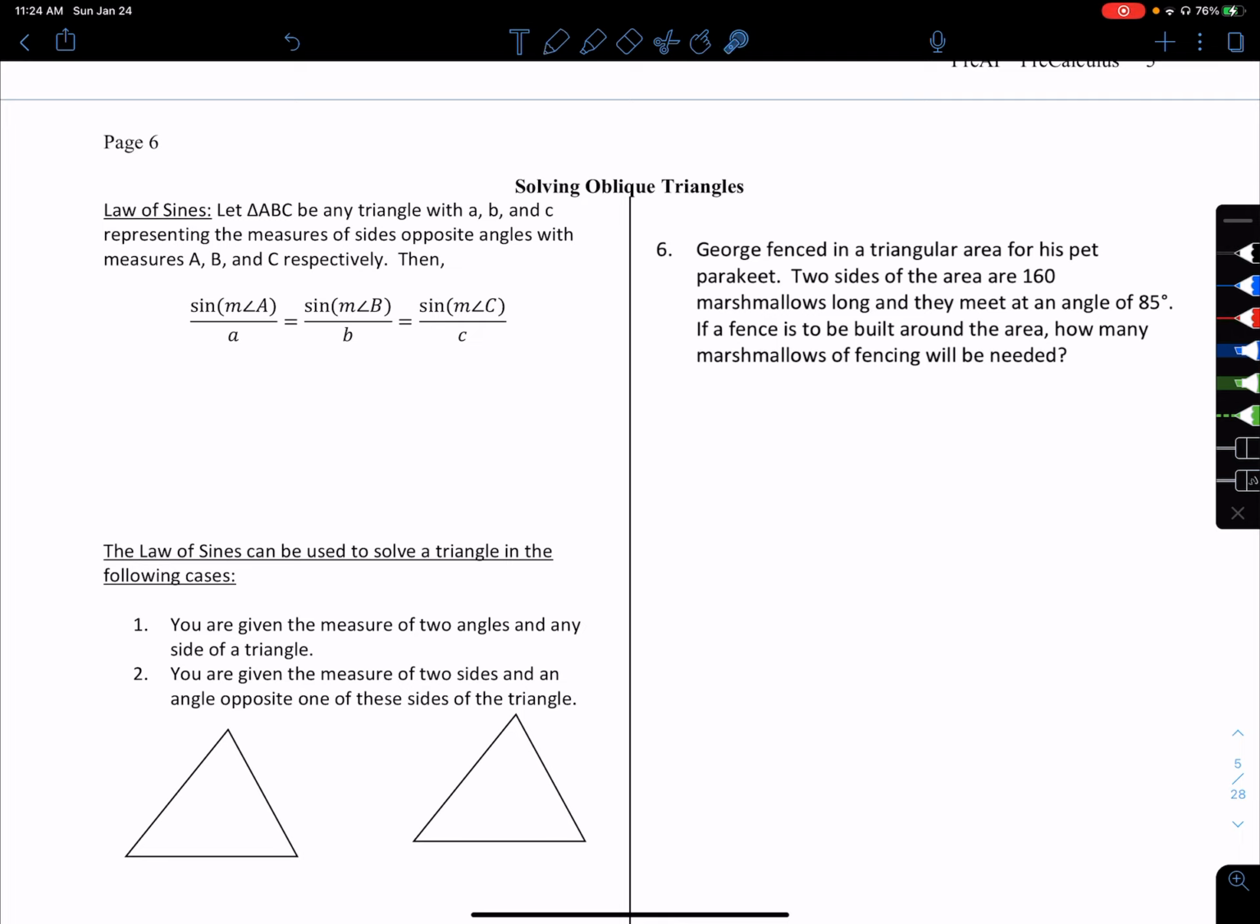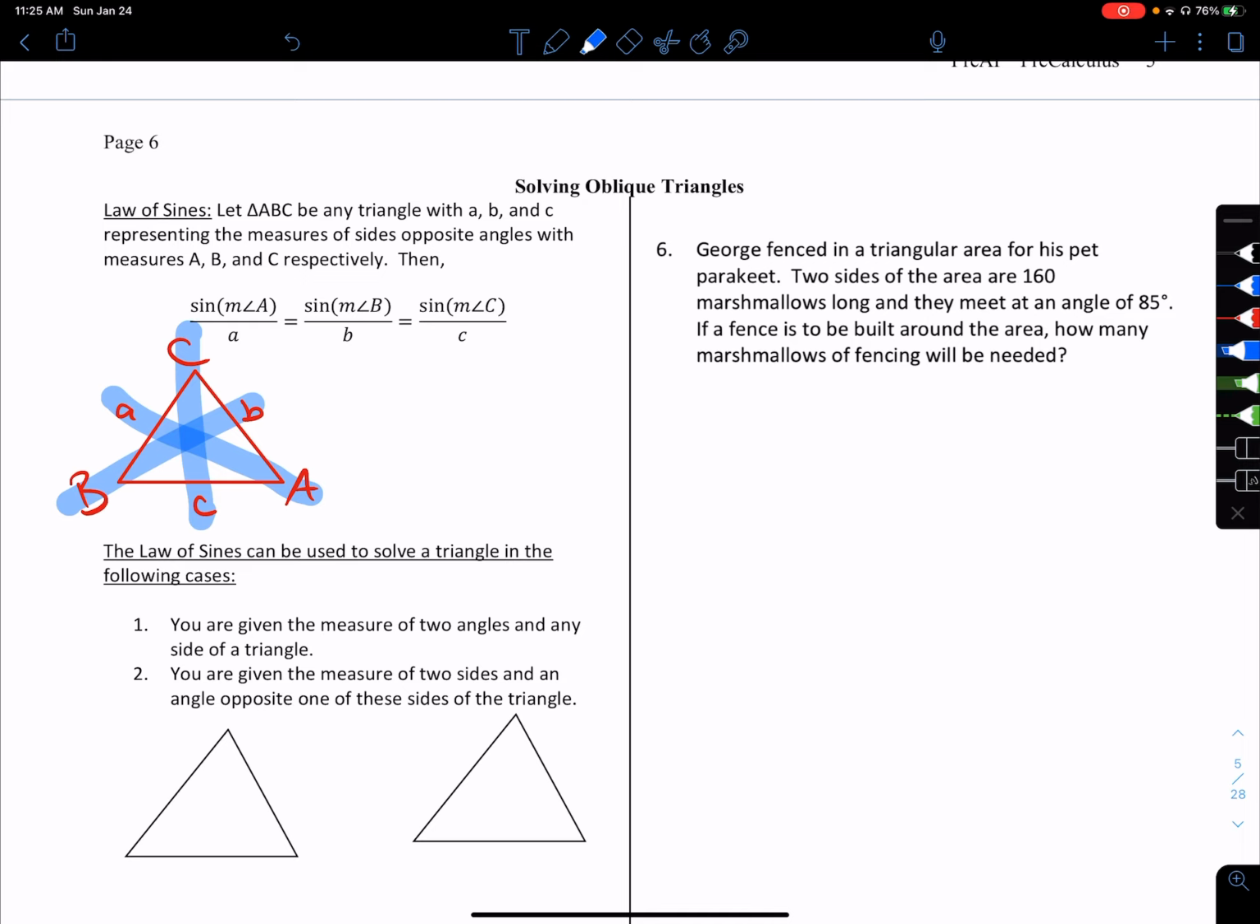Law of sines. Let triangle ABC be any triangle with sides a, b, and c. Let me just draw any triangle. Sides a, b, and c, representing the measures of the sides opposite angles with the measures A, B, and C, respectively. It means in the same order. Then, if you take sine of an angle over its opposite side, that ratio will equal sine of a different angle over its opposite side, which in turn equals sine of an angle over its opposite side. Law of sines is all about using an angle and the side opposite that angle.